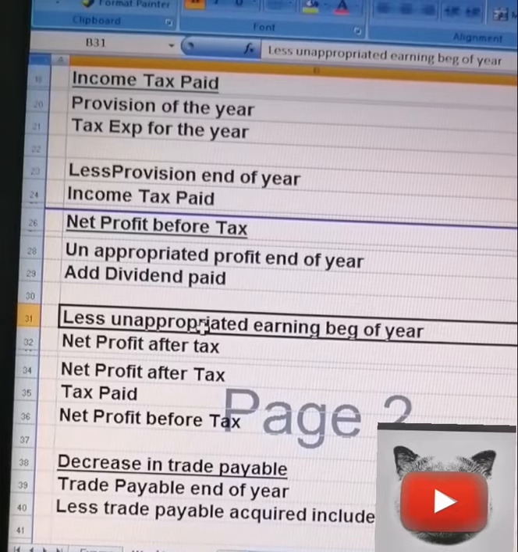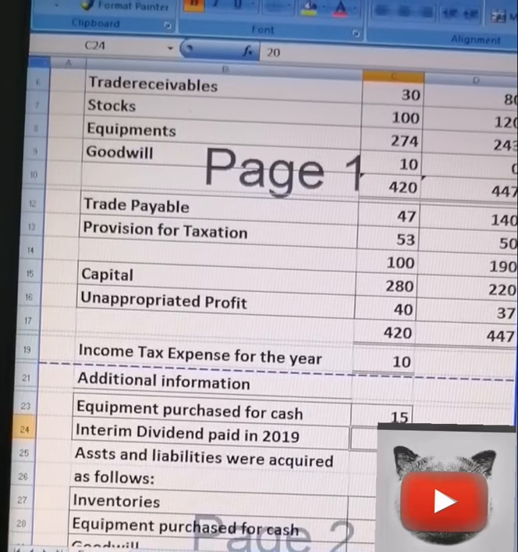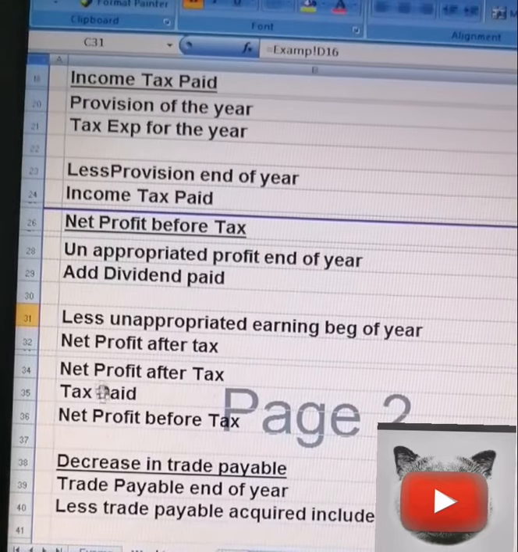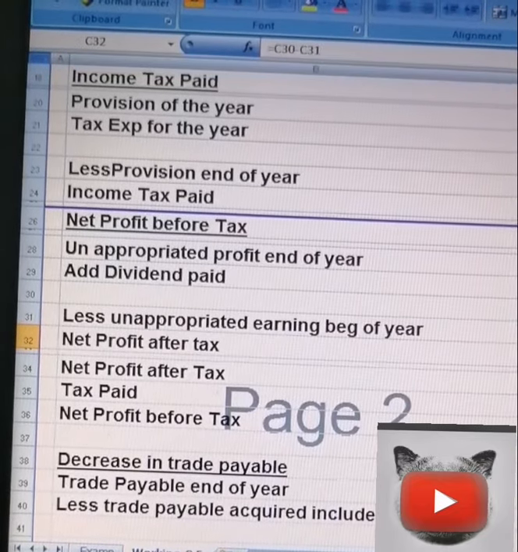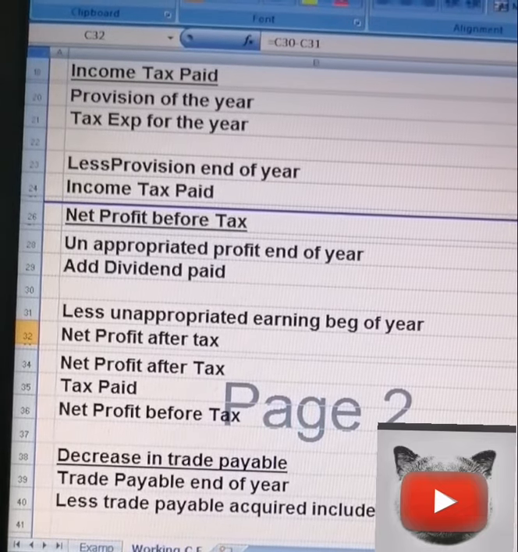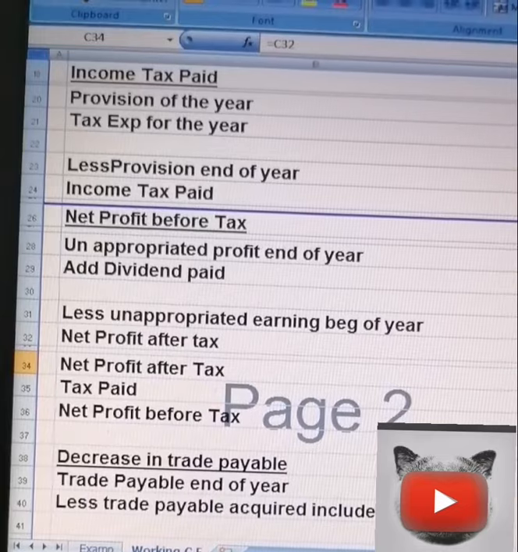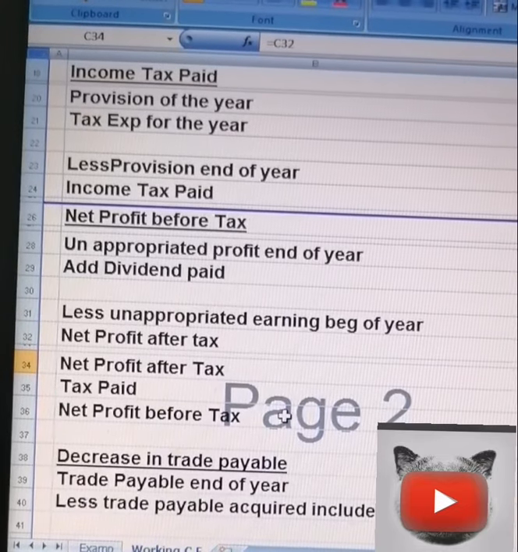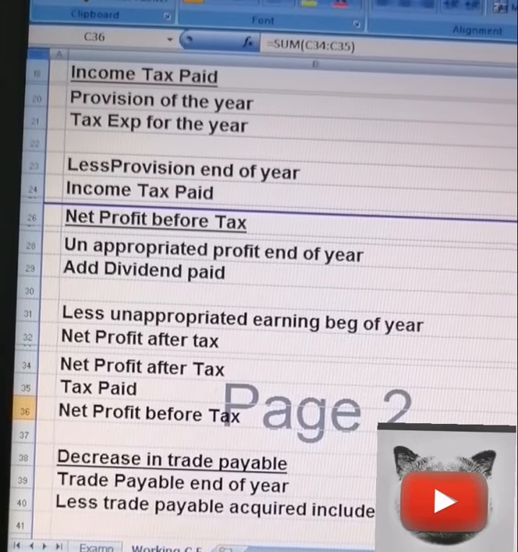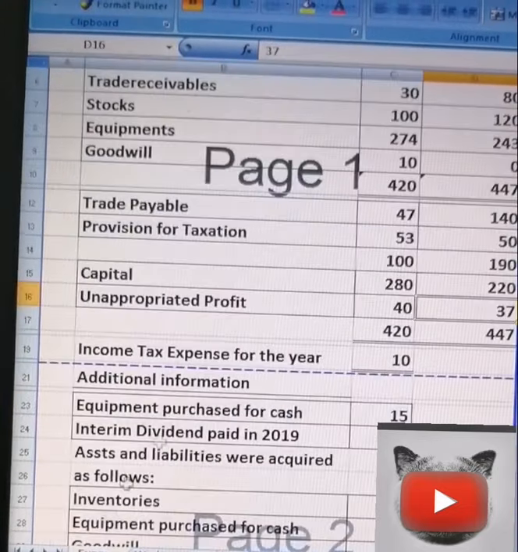Less unappropriated profit at the beginning of the year was 37 million. This was the figure shown in the example. So net profit after tax comes to 23 million. 60 million minus 37 million comes to 23 million. And before tax, how is it calculated? After tax is 23 million here, and add back the tax paid 10 million. Net profit before tax comes to 33 million. Then the tax paid is shown in the example here.